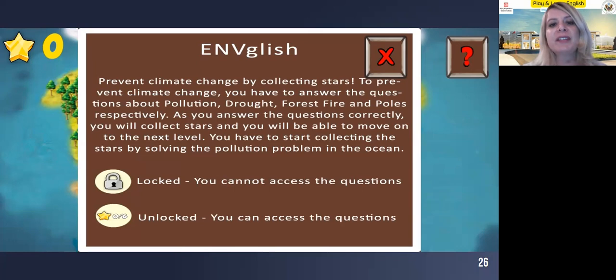So to prevent climate change, you have to answer the questions about pollution, drought, forest fires, and poles. I mean, the ice on the poles probably. As you answer the questions correctly, you will collect stars and you will be able to move on to the next level. So that's the idea. Give the correct answer, collect the stars, move on to the next one. And when you finish it all, okay, you will have helped save the environment, the world. The symbols are here. The locked ones are the questions that you don't have access to because you have to move on in a stepwise fashion. And when you unlock them, you move on to the next step. That was the idea.